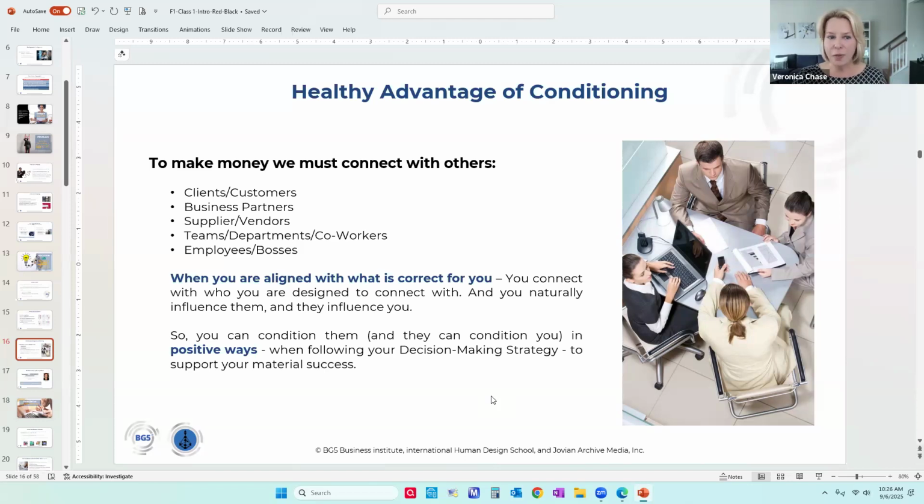So to make money with others, we've got to connect with people. Whether you're in business for yourself, in a partnership, in a small group, or in a large organization, whether you're a boss or you report to someone who's a boss, whatever it is, we have got to connect with other people. So the opportunity again is that when you're aligned and you're doing what's correct for you, then you will naturally influence them and they will also influence you. In a sense, that is an aspect of conditioning. You condition others, you are conditioned. So we do that with each other.